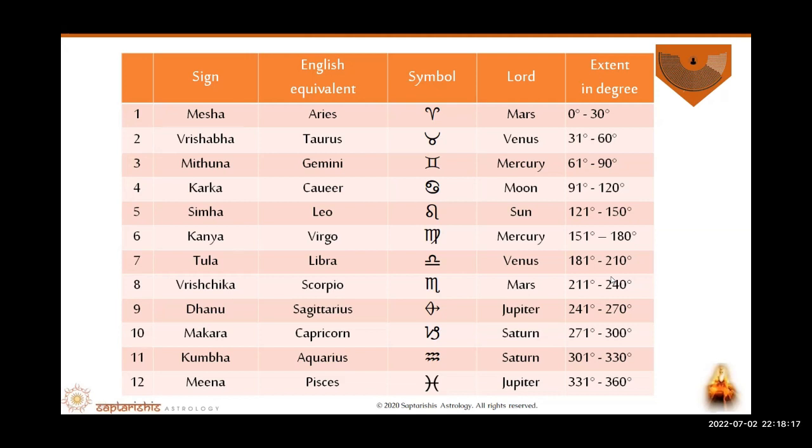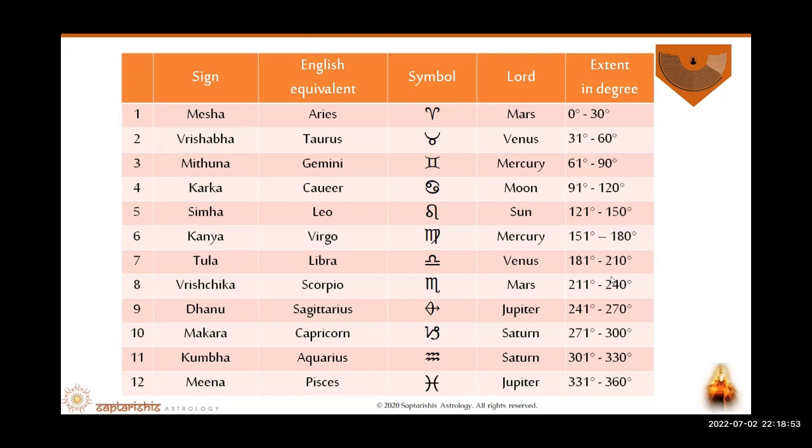Every Rashi has its own characteristics and is ruled by one planet. Aries and Scorpio are ruled by Mars. Taurus and Libra are ruled by Venus. Gemini and Virgo are ruled by Mercury. Cancer is ruled by Moon. Leo is ruled by Sun. Sagittarius and Pisces are ruled by Jupiter. Capricorn and Aquarius are ruled by Saturn.